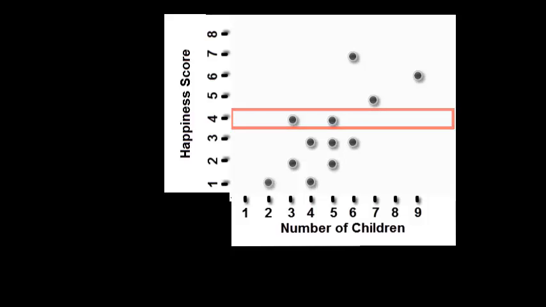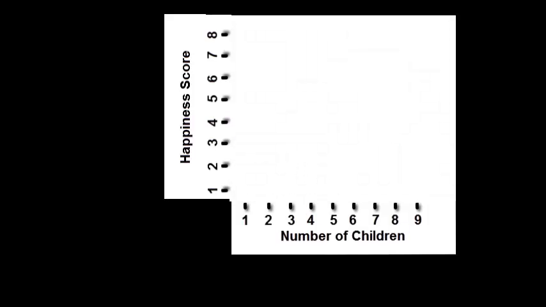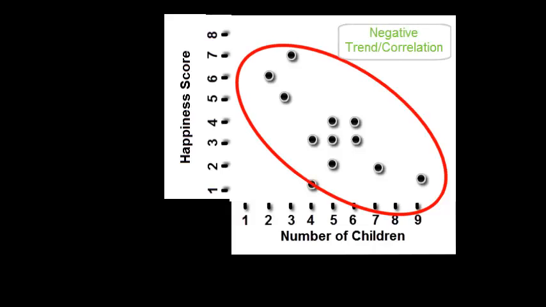Let's assume the researchers took a sample from a different group of PTA members in a different county and found a different relationship between the number of children one has and happiness. In this next example, there is a negative relationship between the number of children someone has and happiness scores. In this case, lower levels of happiness are associated with a greater number of children, and parents with fewer children will have higher happiness scores in general. This relationship is called the negative trend.